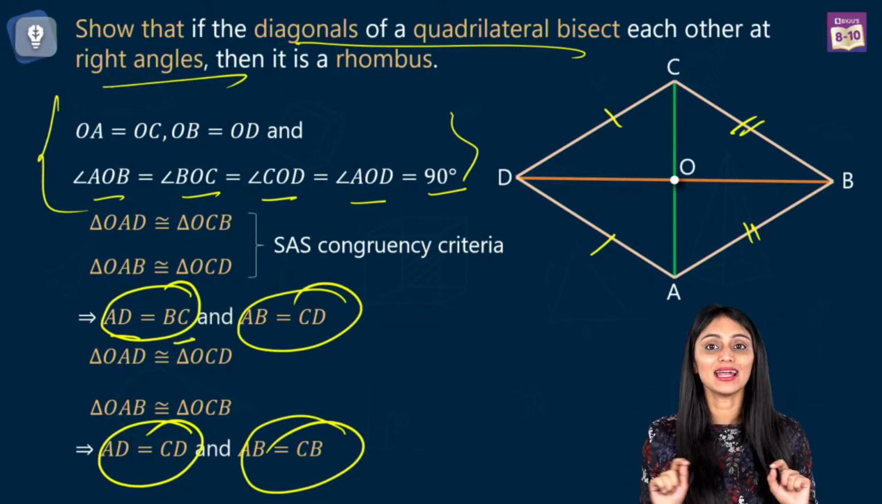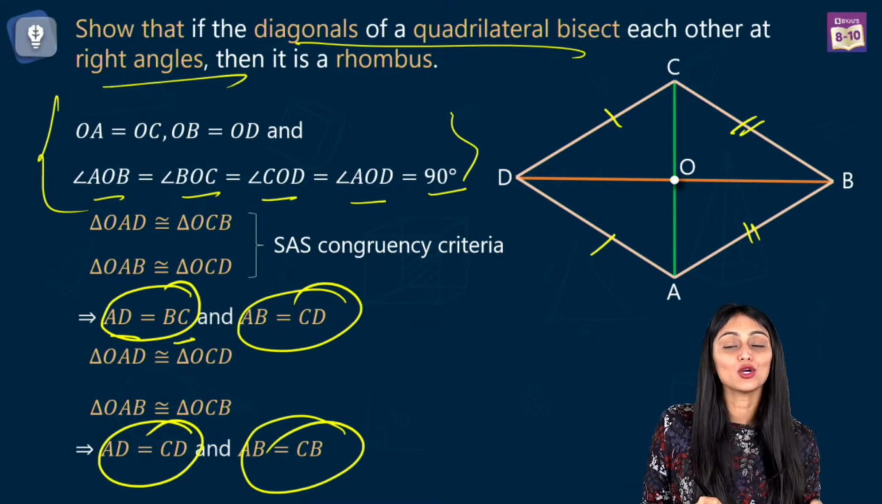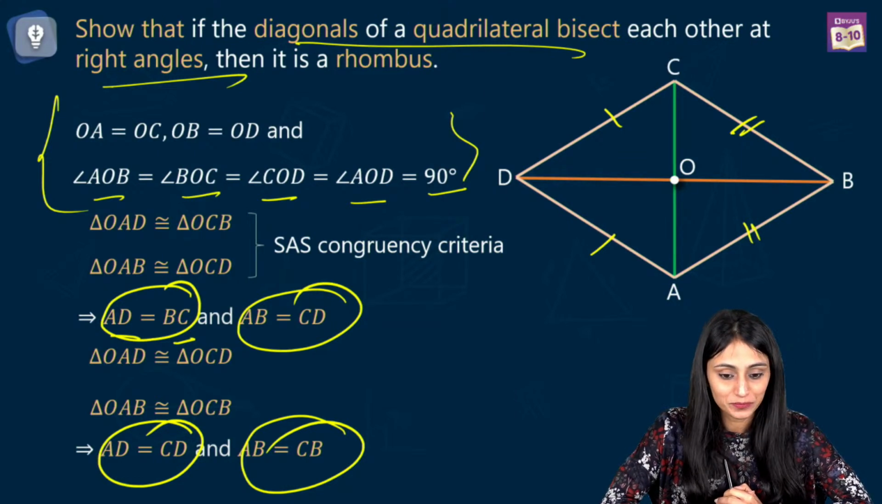That means all the sides over here are going to be equal. Since all sides are equal, I can call this a rhombus. Yes, that's how we can prove it. We have to make the adjacent sides equal here.